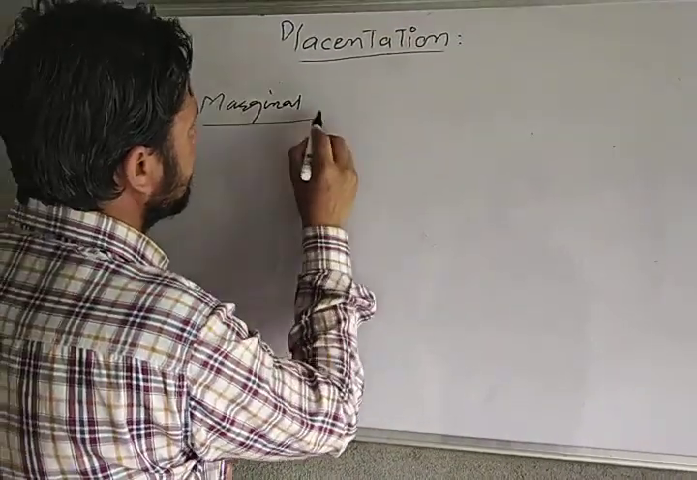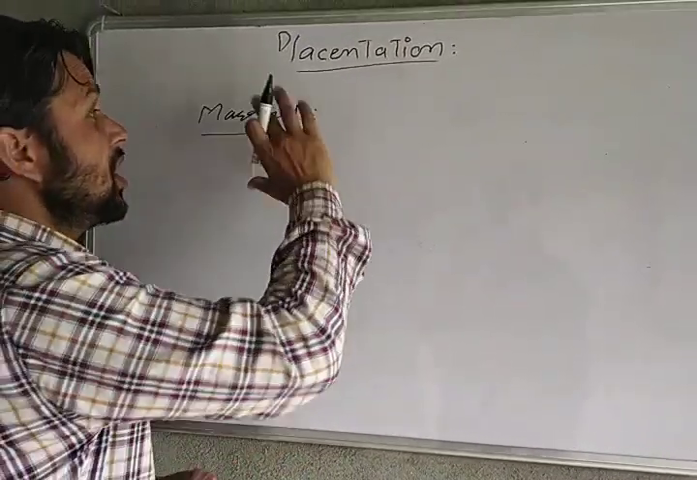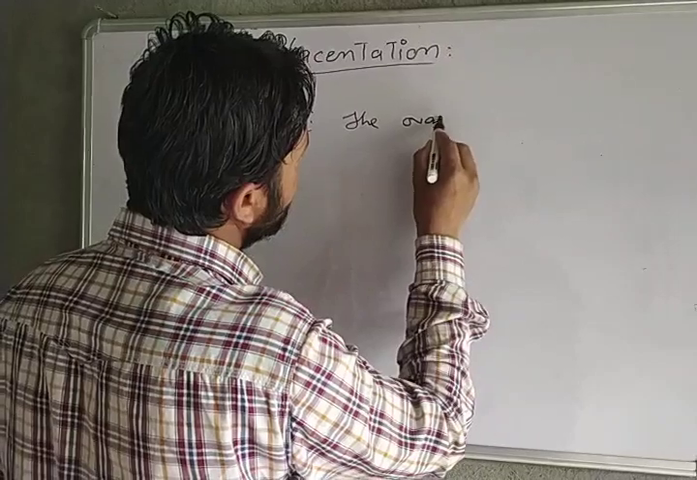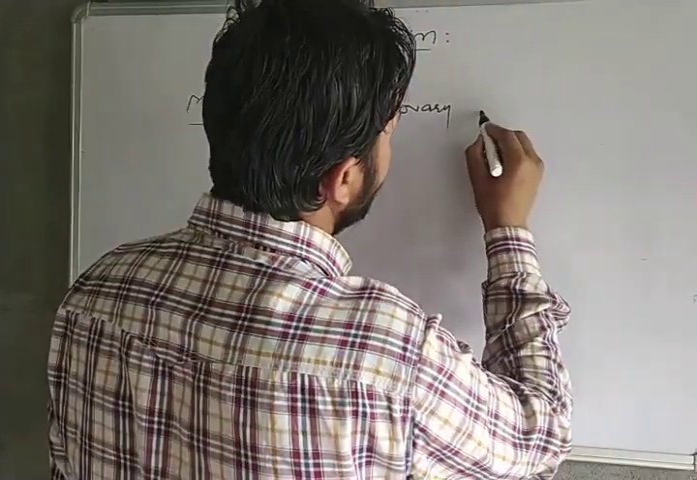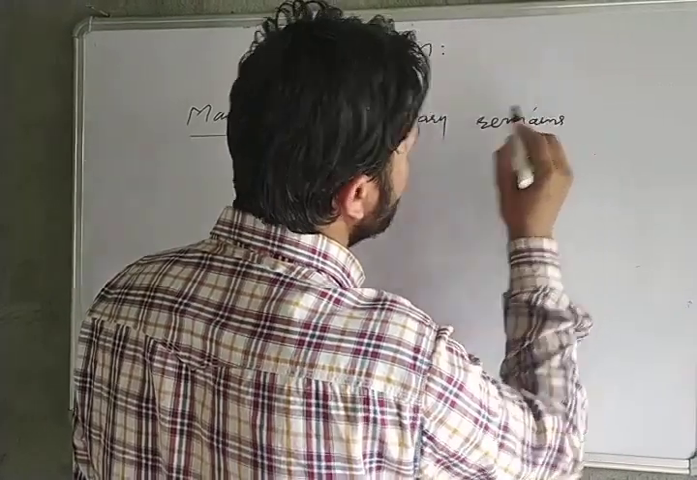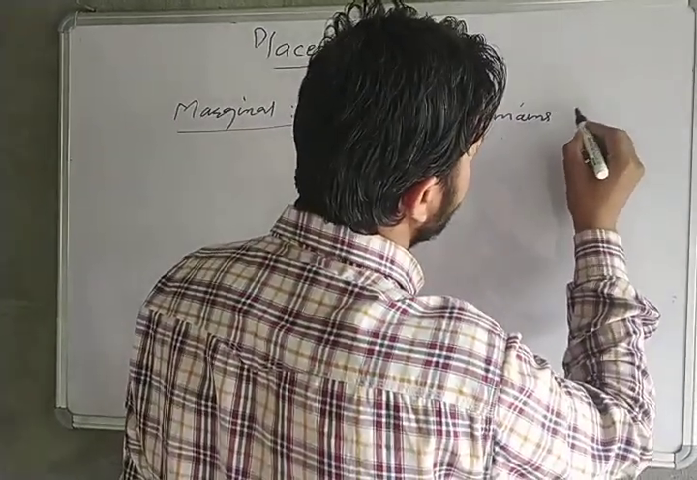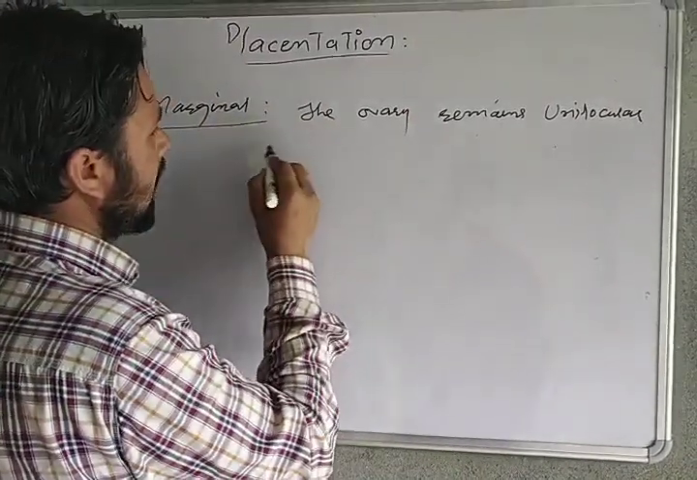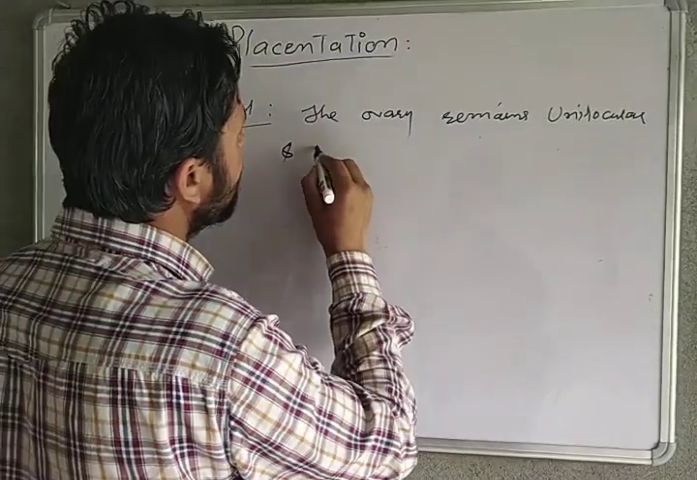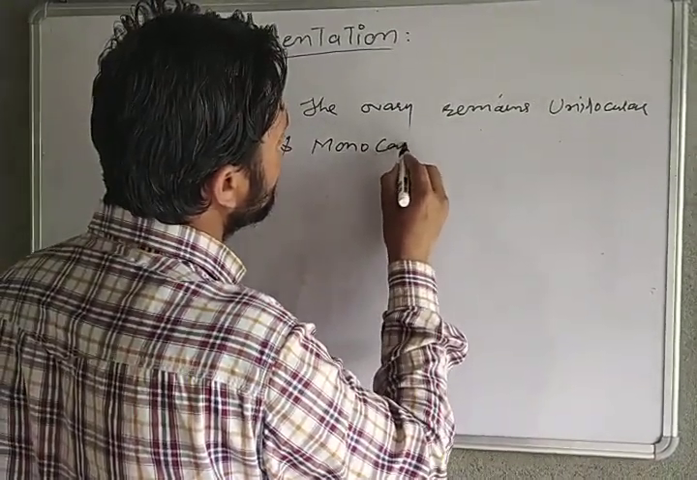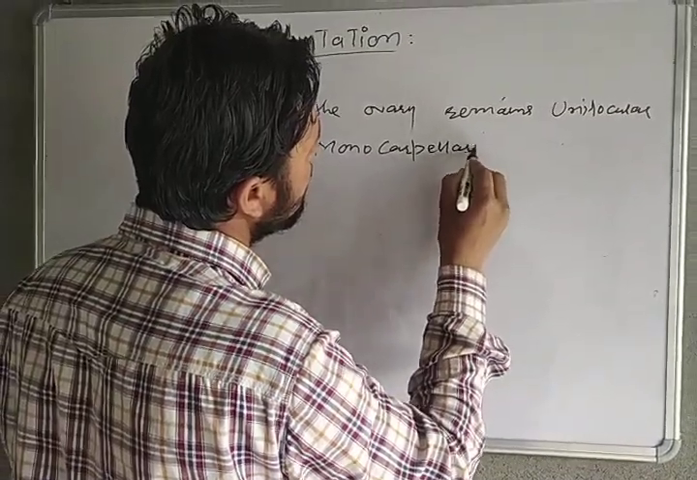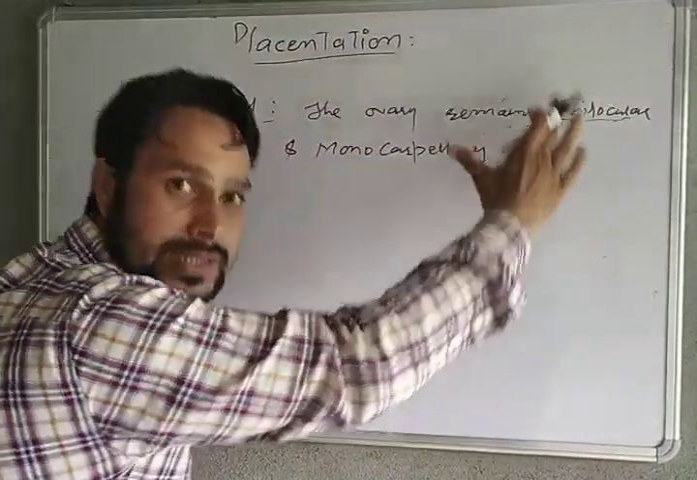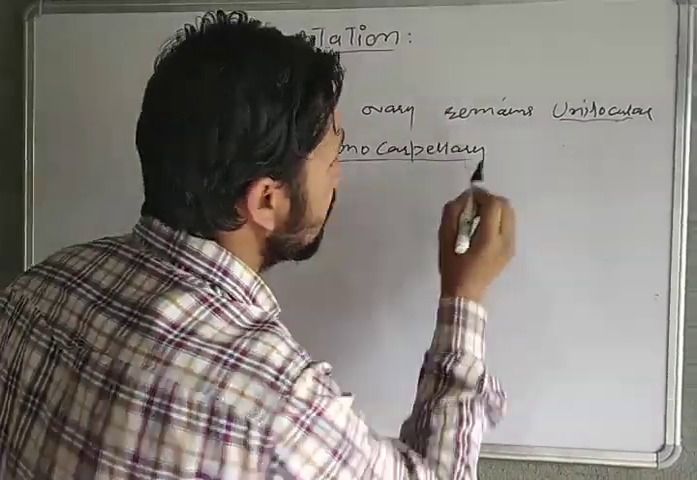What is marginal placentation? In marginal placentation, first of all, the ovary remains unilocular and monocarpellary. Unilocular means a single locule, a single chamber in the ovary, and monocarpellary means a single carpel is there.